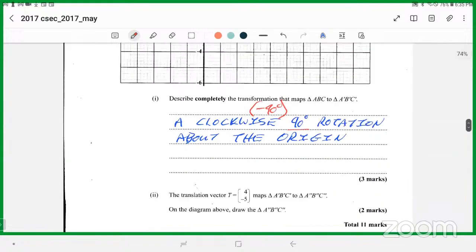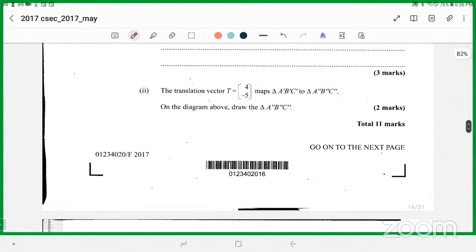All right, next question. He said we have to do a translation on the prime triangle and name it double prime. And we're doing this, 4 negative 5. So 4 negative 5 means 4 units to the right, and this negative 5 means 5 units downwards. That's what the 4 negative 5 translation does. It's going to move each point on the prime triangle 4 units to the right, 5 units downwards. Remember, it's going to move. It's not going to change size or anything else.